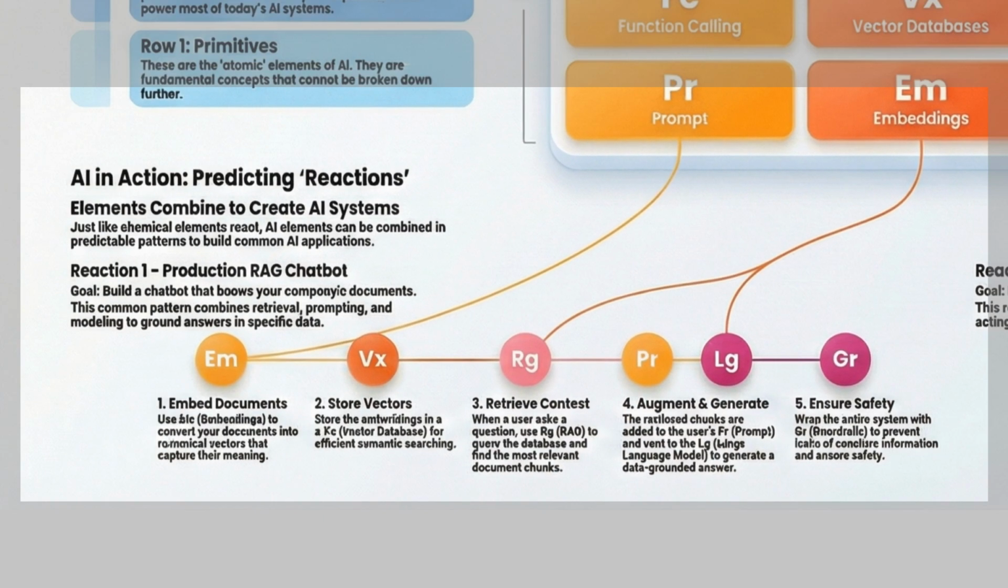A retrieval augmented generation chatbot illustrates how elements combine. First, documents are embedded and stored in a vector database. When a user asks a question, relevant chunks are retrieved, merged into a prompt, and passed to a language model. The model then generates grounded answers that cite or rely on those retrieved passages.